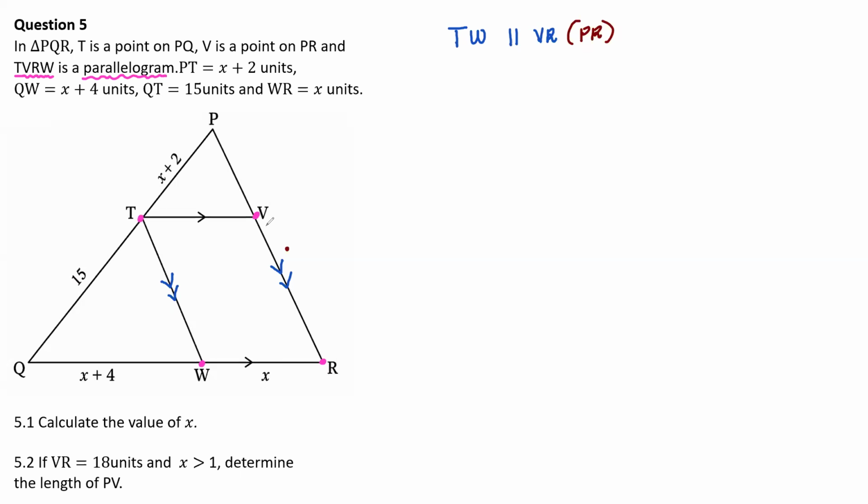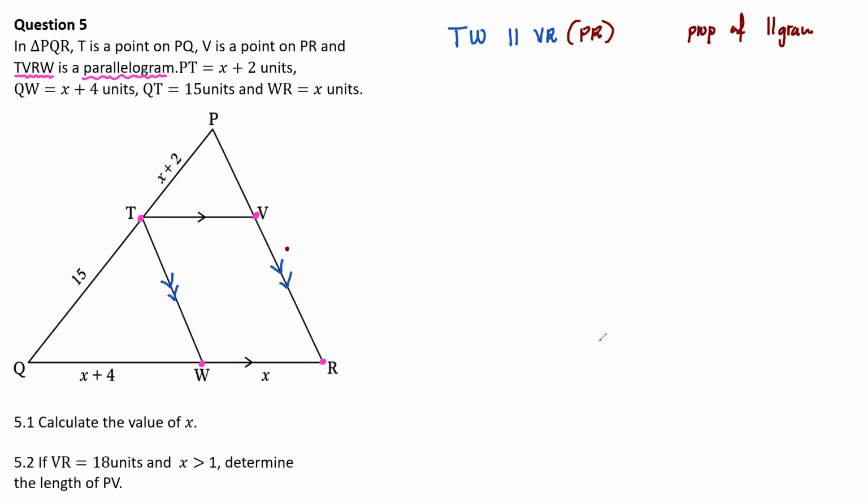TW is parallel to VR. Where is VR? It's on the line PR. Fine. So you're saying to us that these lines are parallel, and your reason is the properties of a parallelogram. You can write in shortcut or in full, it doesn't really matter. I'm ready. What am I looking for?